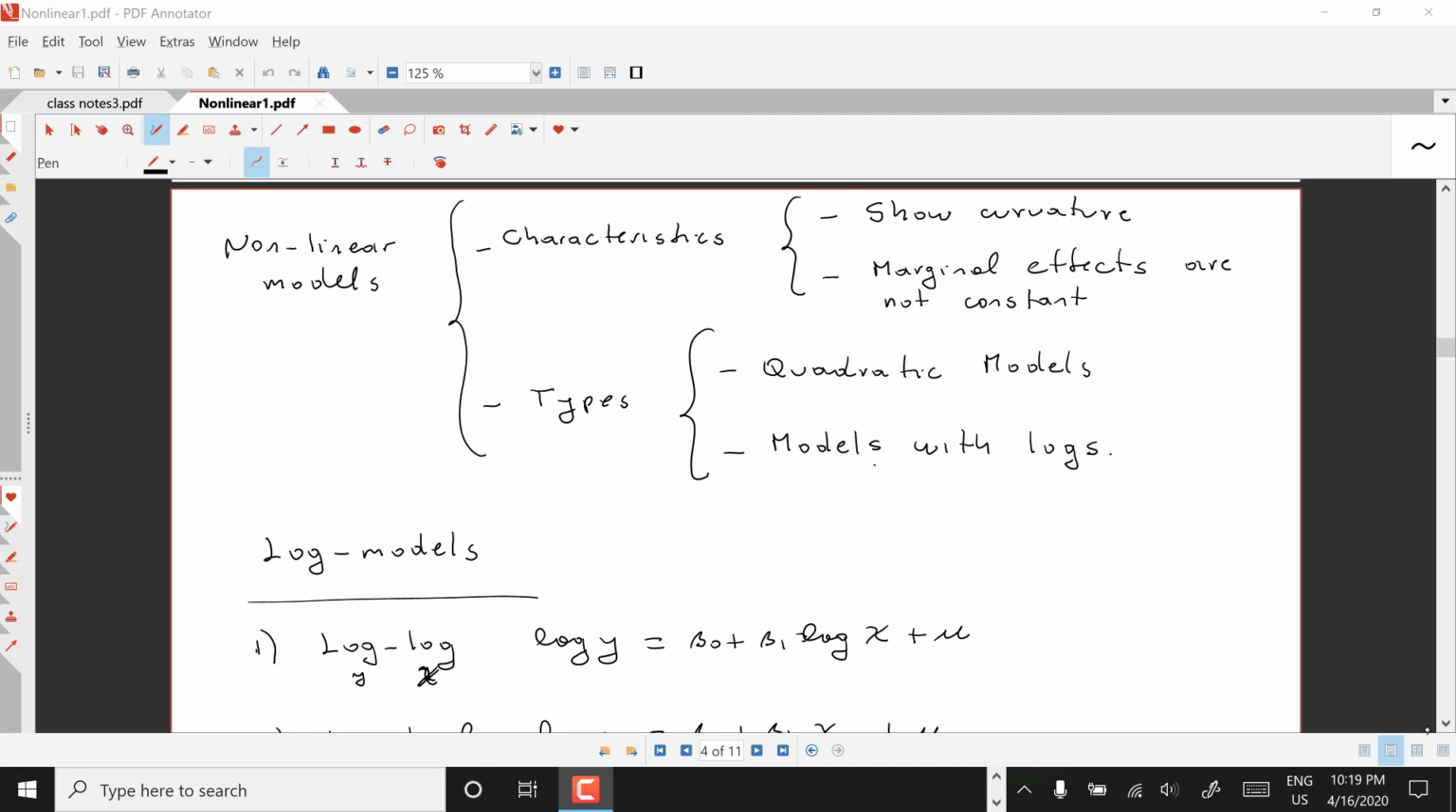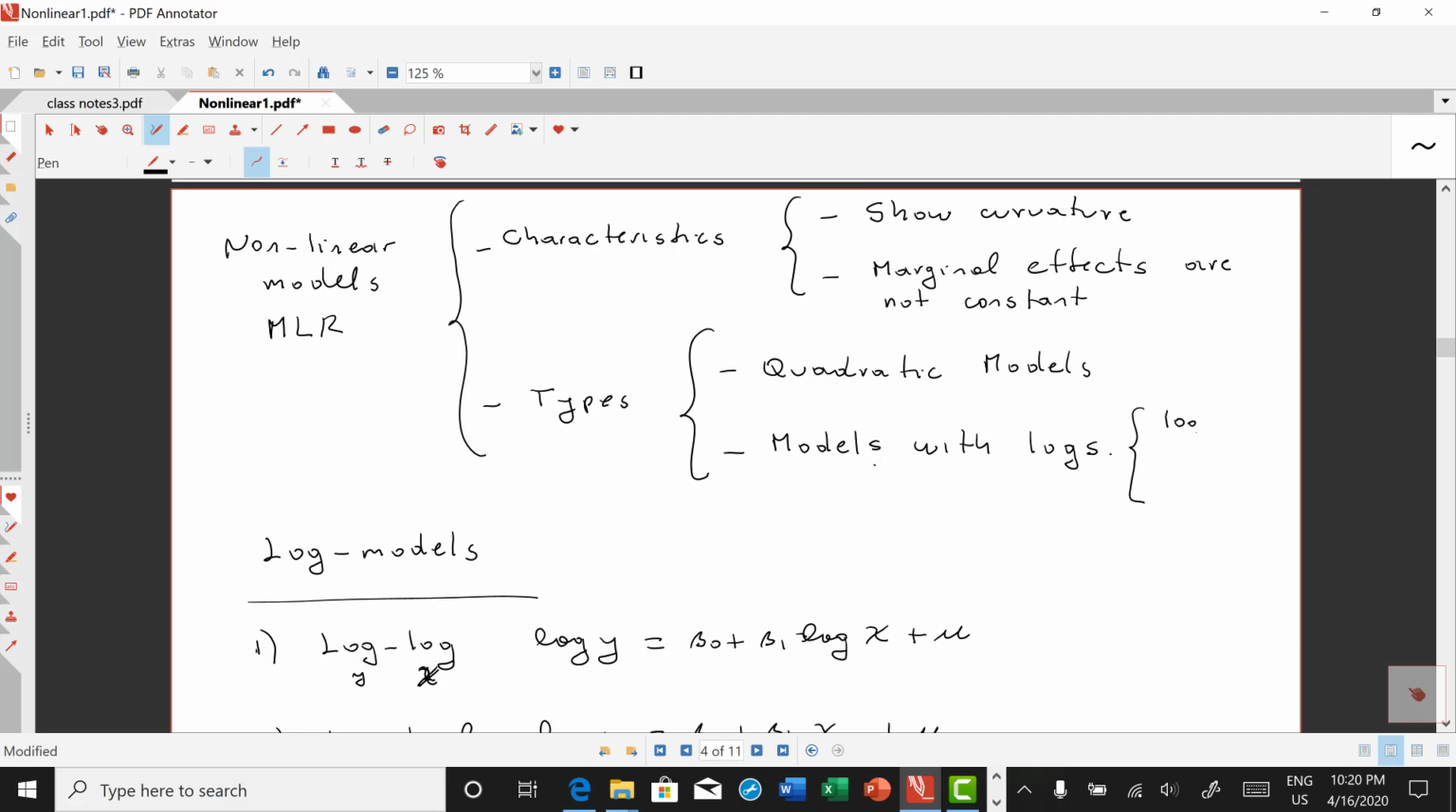Today we will continue talking about models with logs in the context of the multiple linear regression model. Remember that we're talking about estimating nonlinear models in the context of our multiple linear regression model. We describe the general characteristics of nonlinear models as those that show curvature and where the marginal effects are not constant. There are two broad groups of nonlinear models that we're going to cover in this class: the first group were quadratic models, and the second group were models with logs.